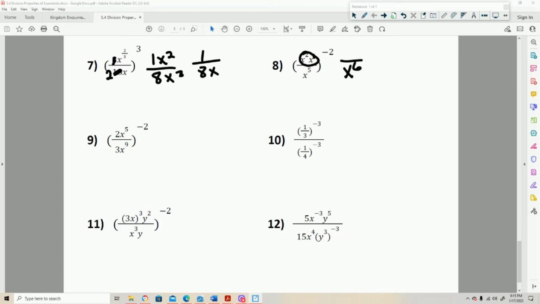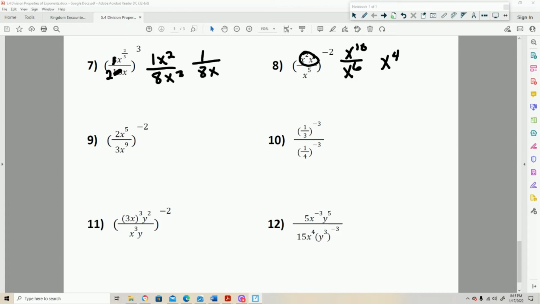Negative 2 times 5 is x^-10. Well, that's going to go on the top because it's already on the bottom as x^-10. You move it to the top, it's x^10. Okay? 10 minus 6 is 4. x^4. Okay? And we're done. Keep going.